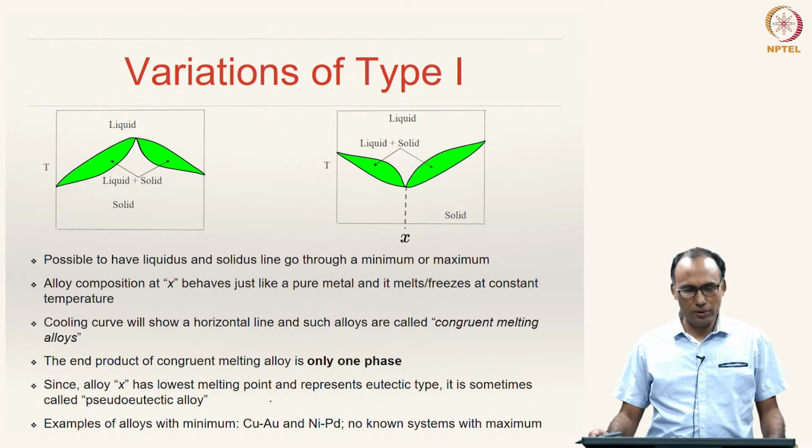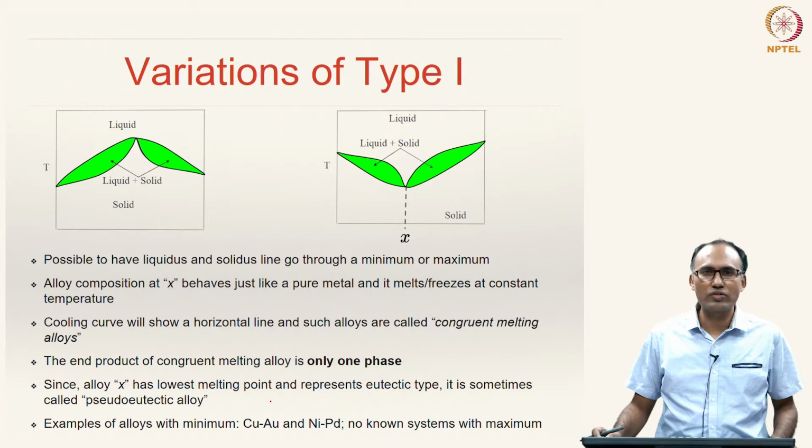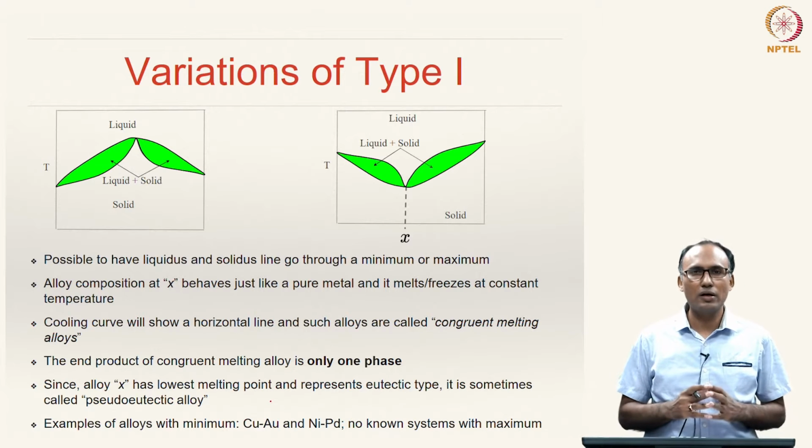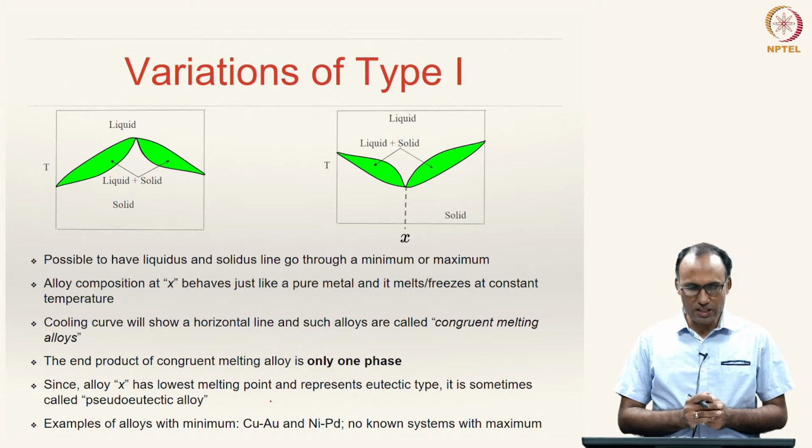Welcome back. So, in the last class we have looked at type 1 alloys called isomorphous alloys, which means both the components are completely soluble in liquid state as well as solid state. And today here we are going to see a few variations of type 1 alloy.